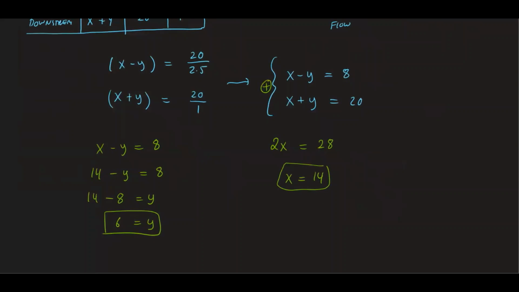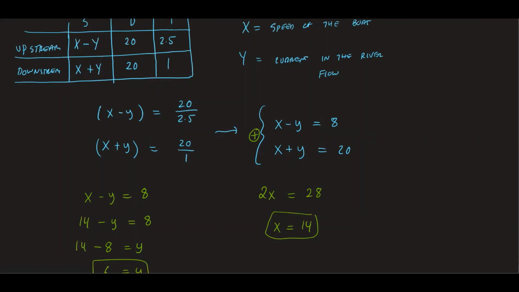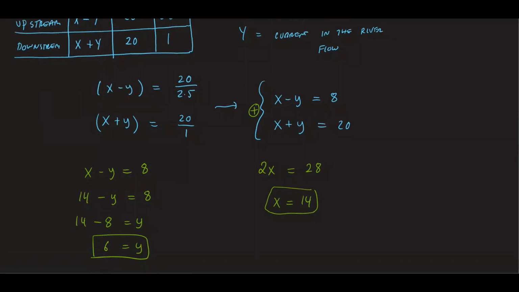So going back to the question one more time. The speed of the boat is 14 miles per hour, and the current is flowing at a speed of 6 miles per hour. So these are the two solutions.